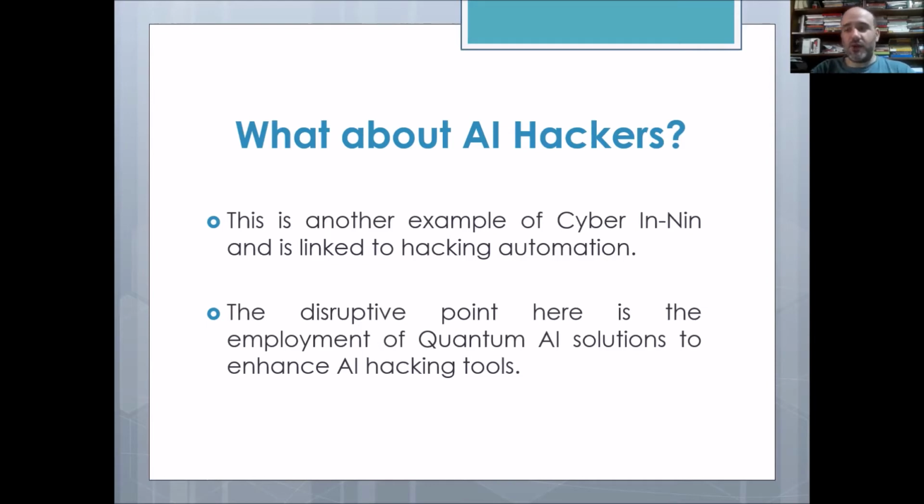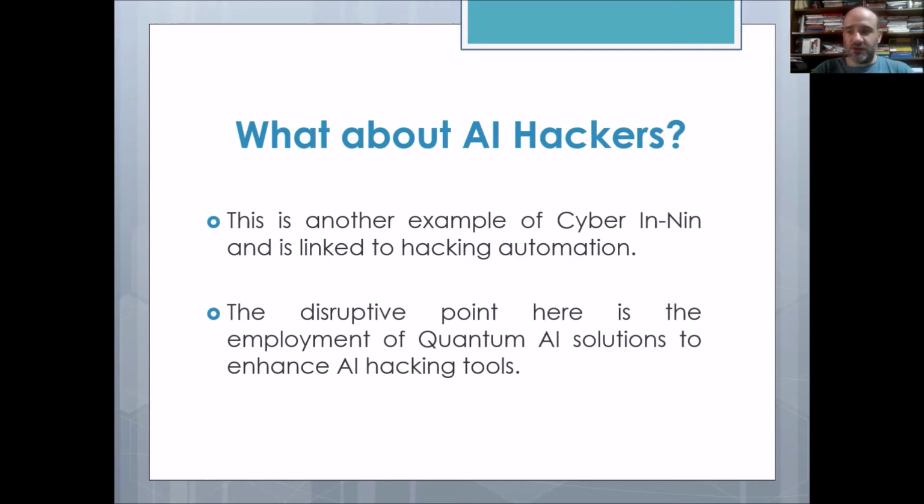Another issue is still about quantum artificial intelligence, and this is very important: AI hackers. And we are already seeing AI used in hacking. But this is another example of cyber warfare, and it's linked to hacking automation. The disruptive point here is the employment of quantum AI solutions to enhance AI hacking tools, or even to introduce hacking bots, artificial intelligences that break into systems. So this is a more advanced level of cyber weapons. Artificially intelligent cyber weapons are already a more advanced level of cybersecurity using classical AI, and quantum AI may even enhance this further. And this is another open issue in terms of investigation. This is uncharted territory.